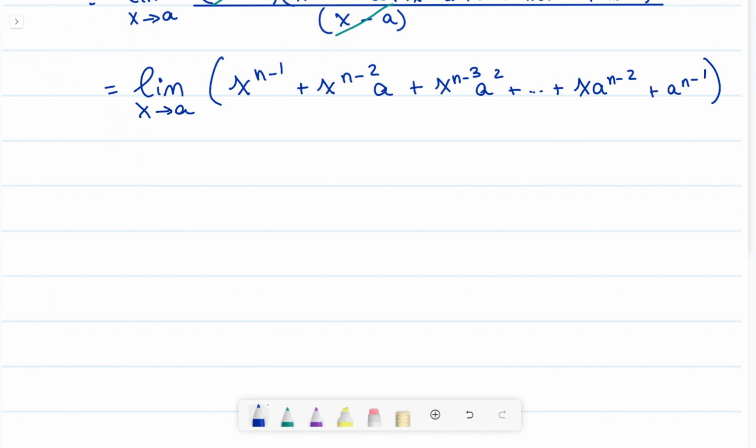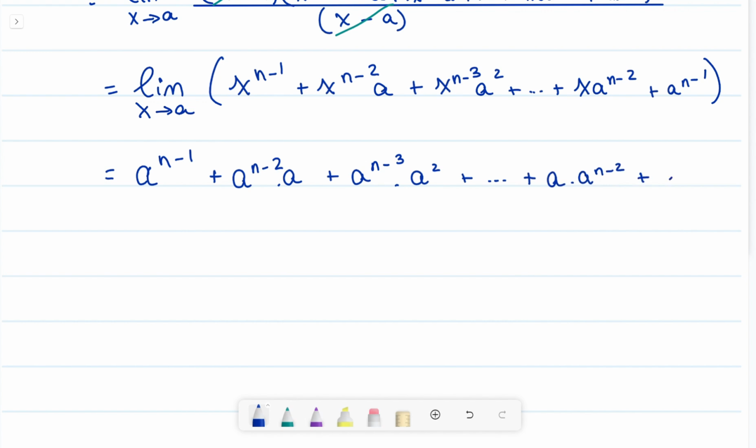Now, as usual, when we solve a limit, we can always plug in to see what we get. So let's plug in a. If we plug in a, we get a to the power of n minus 1 plus a to the power of n minus 2 times a plus a to the power of n minus 3 times a squared plus dot dot dot plus a times a to the power of n minus 2 plus a to the power of n minus 1. And I'm just reminding you that these are n terms.